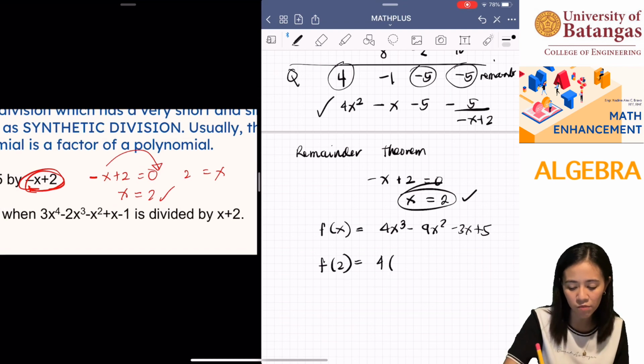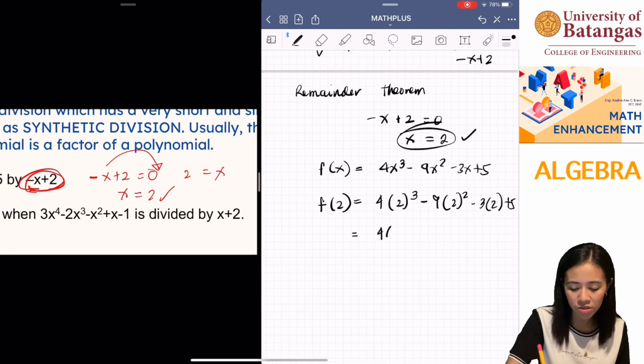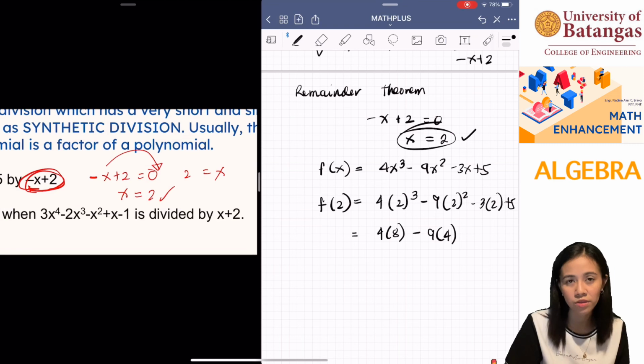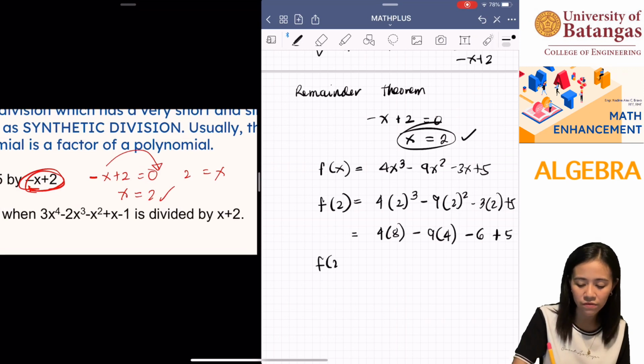So, magiging 4 times 2 cubed minus 9 times 2 squared minus 3 times 2 plus 5. So, you will have here 4 times 8, that's 32. Minus 9 times 4, 36. Diba? 32 minus 36, that's -4. Minus 6, that's -10. Plus 5, that's -5.